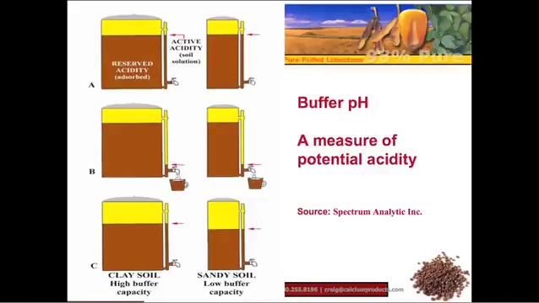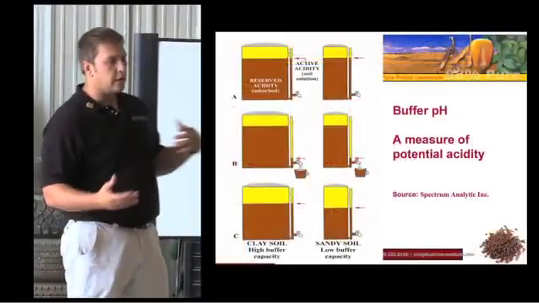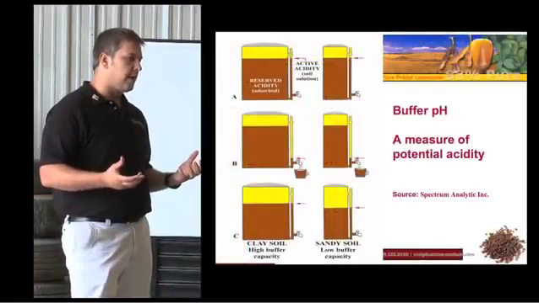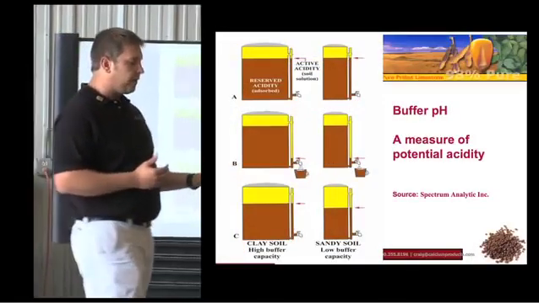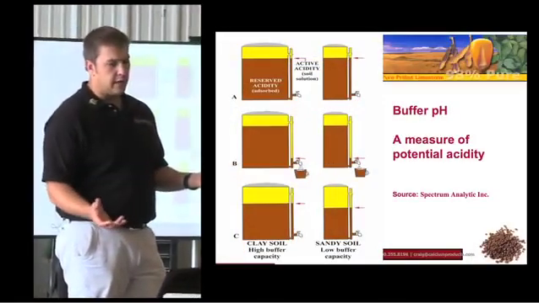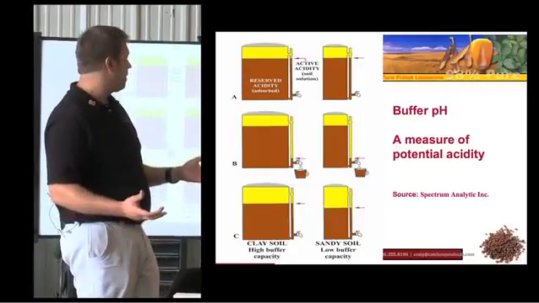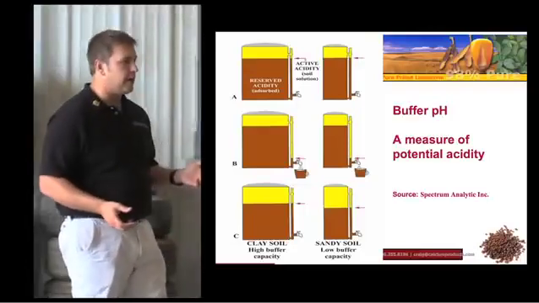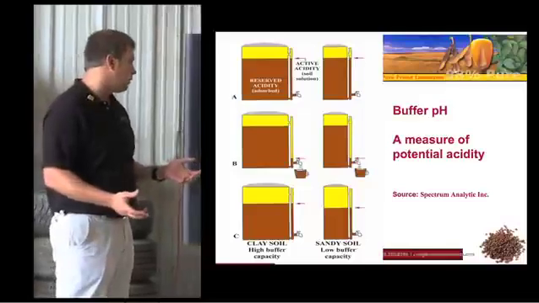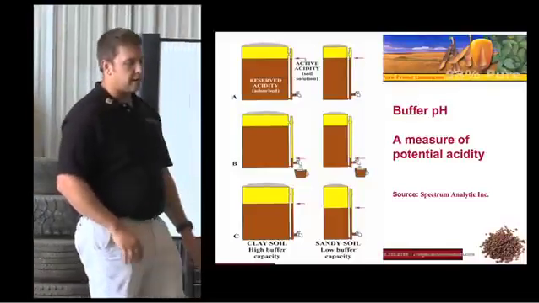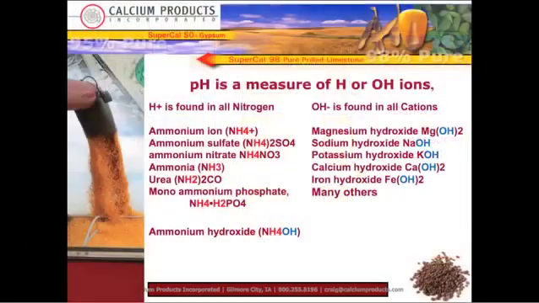So that's why when you're looking through your soil tests, you see one field has a 5.5 pH but needs 2 tons of lime to change the pH, and the second field has a 5.5 pH but needs 4 tons of lime to change the pH. That's because of that buffer capacity and the buffer pH.